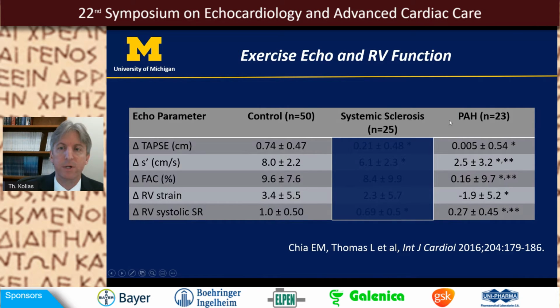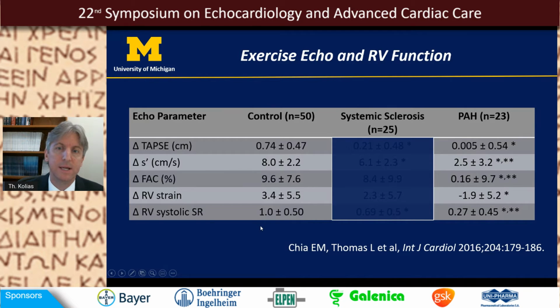Now, just focusing on the pulmonary arterial hypertension group, they had a different response to exercise compared to the controls. The TAPSE did not significantly change. S prime increased only modestly, as did fractional area change. The RV strain actually went down, and the systolic strain rate increased, but only modestly compared to controls. These were all significantly different compared to controls.